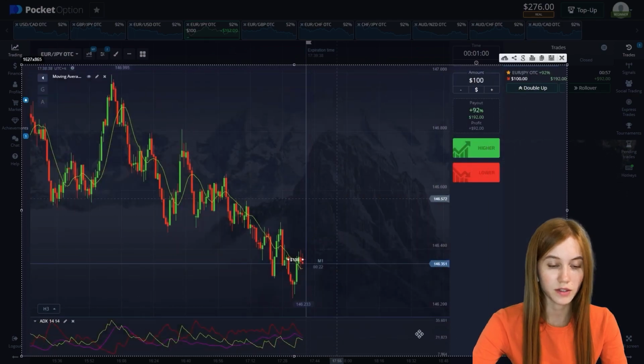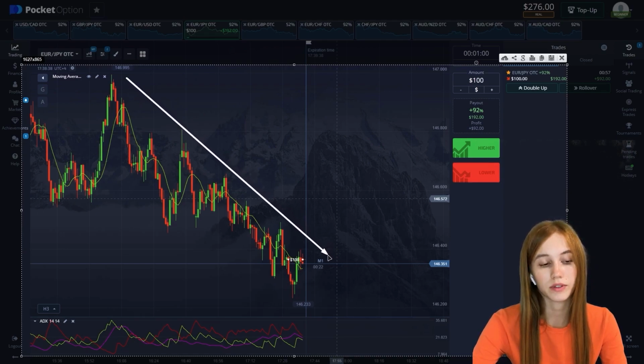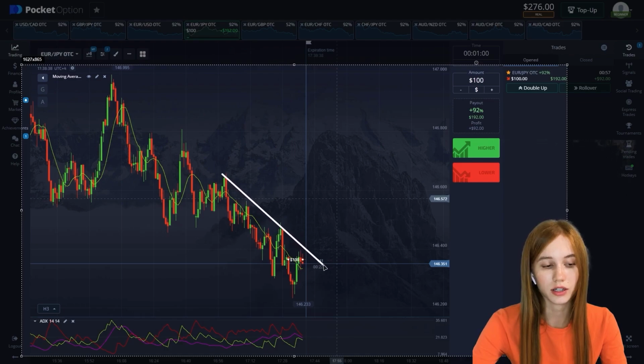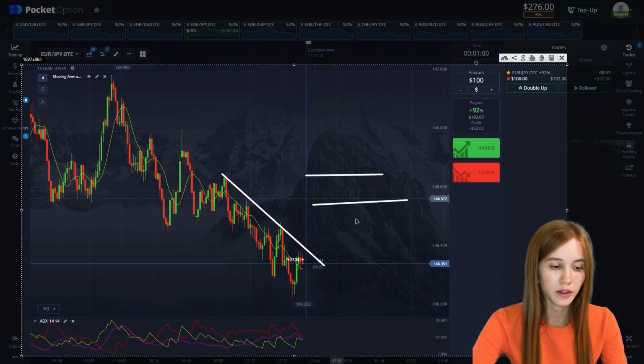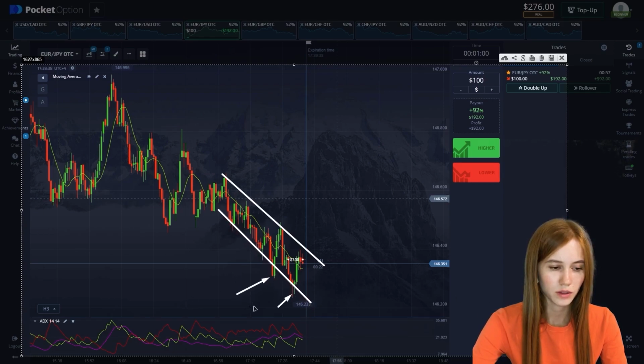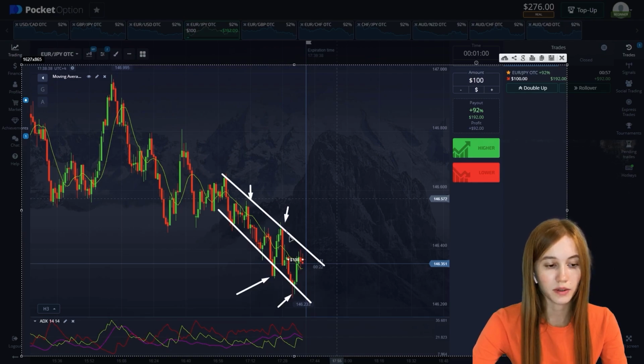Let's see the situation. The general trend is going down. We'll also highlight the area of resistance and support. There was a test here on the shadows. Also here, highlight here 1, 2, and this turns out to be 3 bounces.